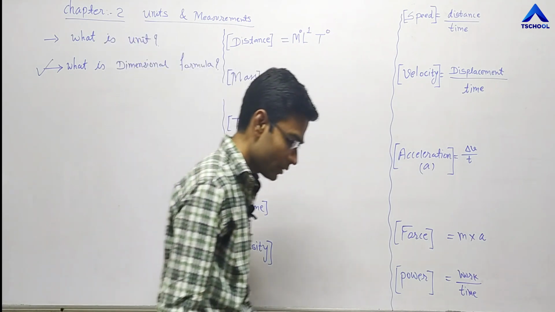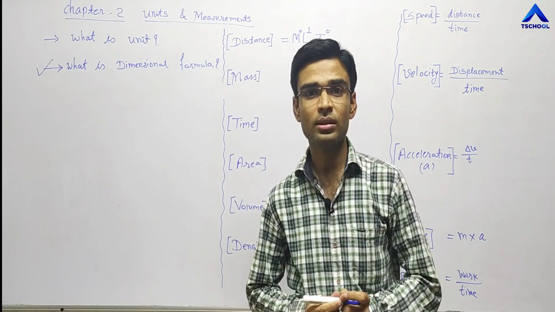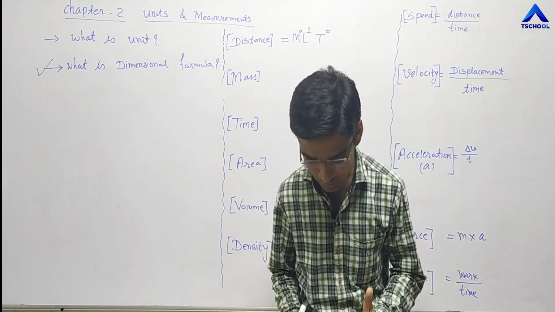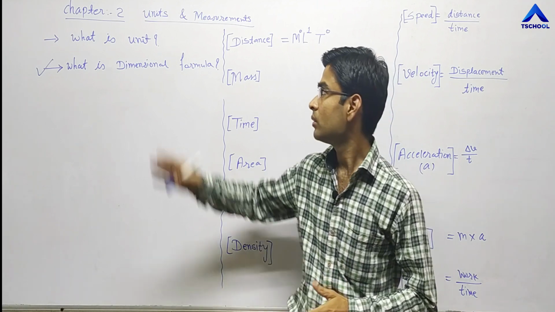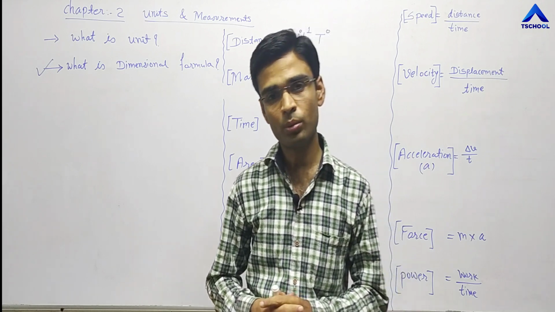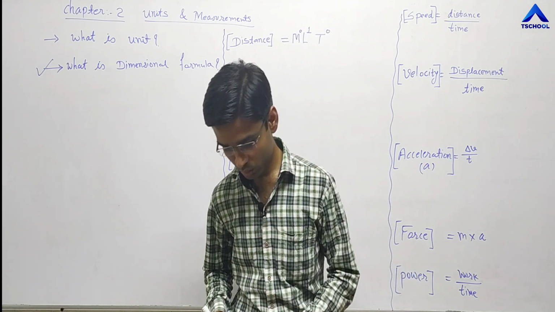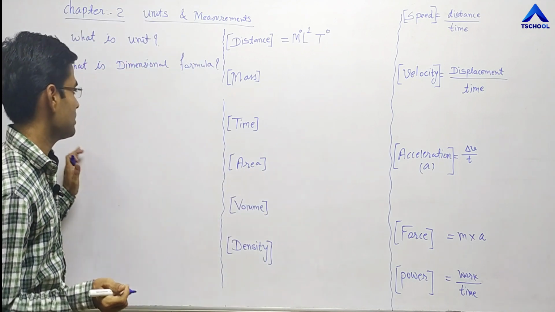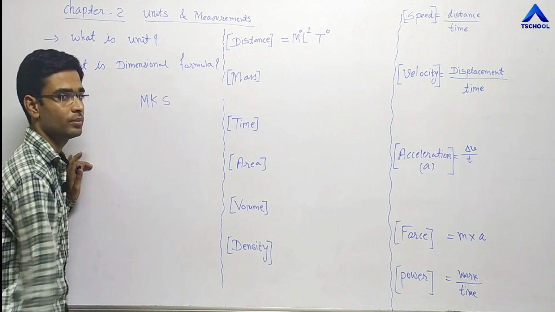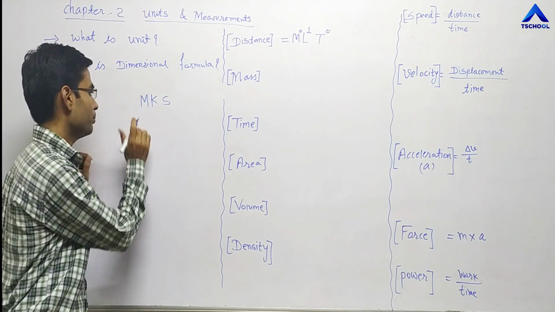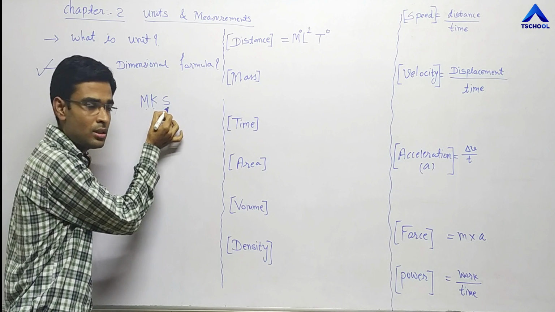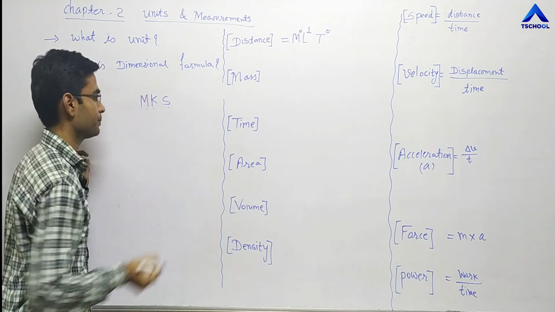Now, friends, there are total 5 systems for units and measurements, especially for dimensional formulas. The first one is the MKS system. MKS system means meter, kilogram and second.